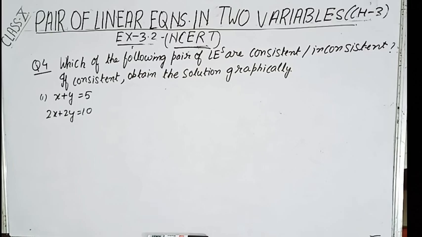Hello students. Coming to question number 4 of exercise 3.2. The question is, which of the following pairs of linear equations are consistent or inconsistent? If consistent, obtain the solution graphically. So subpart number 1 is x plus y equals 5 and 2x plus 2y equals 10.